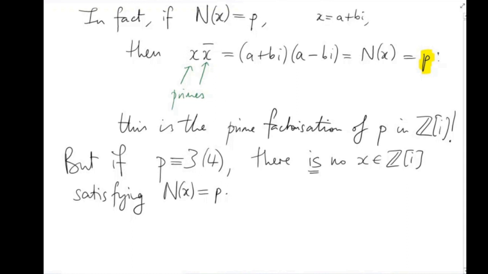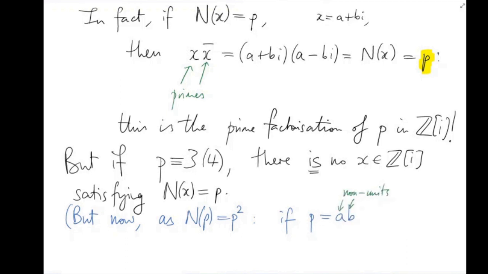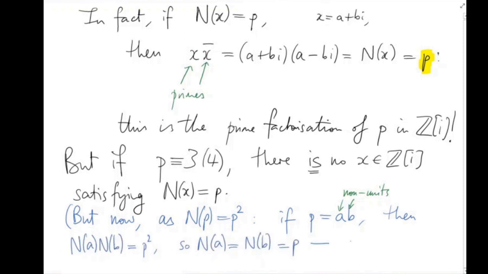Notice that this gives us a full answer in this case too. If p is 3 mod 4, then the norm of p is p squared. And so if p is, say, a times b, where a and b are two non-units in Z[i], then the norm of a and the norm of b must both be equal to p. But we've just shown that this can't happen. So p must still be prime in Z[i].